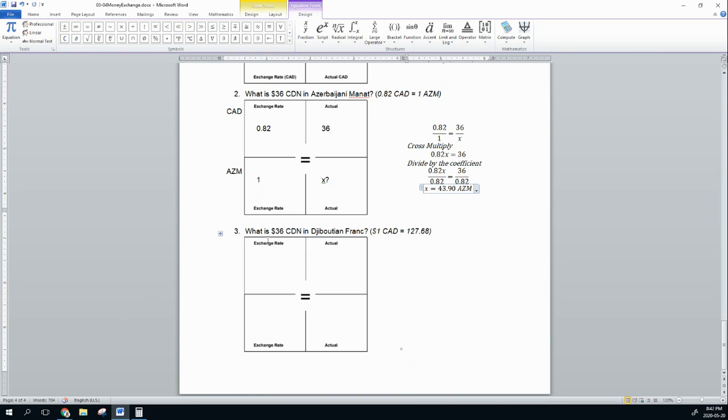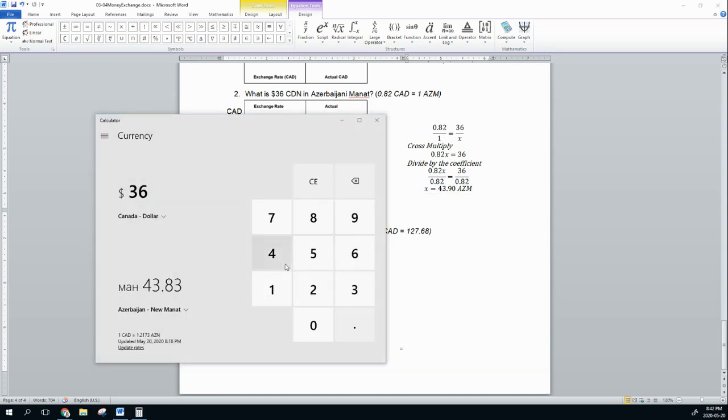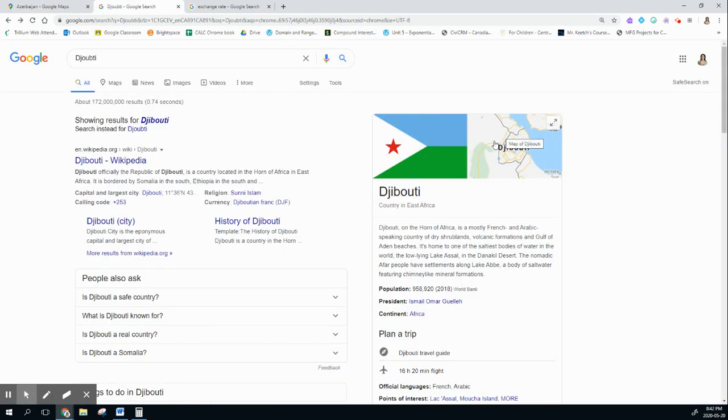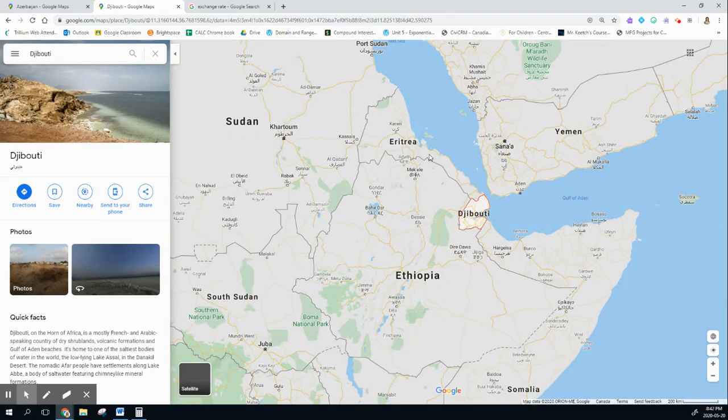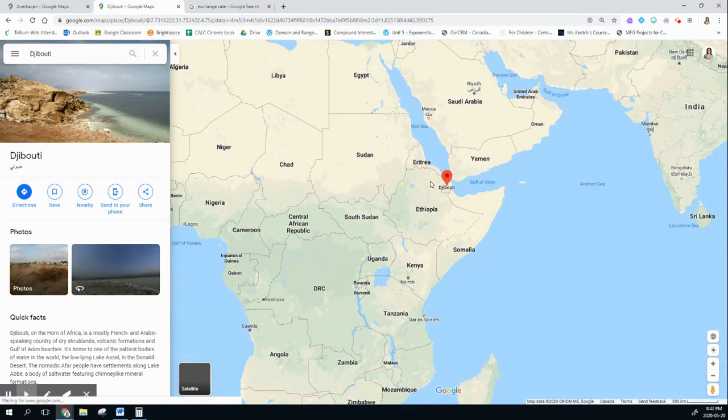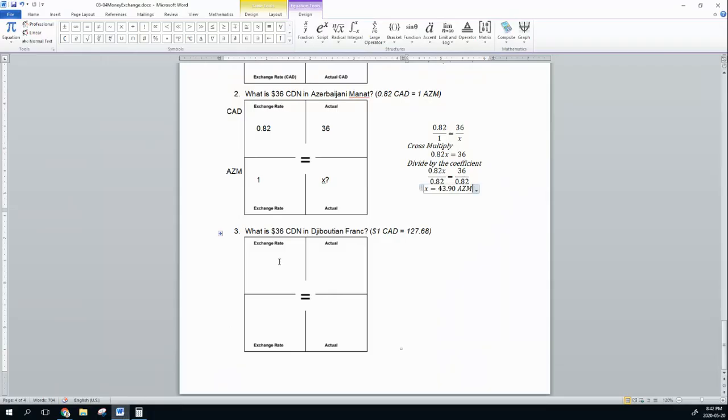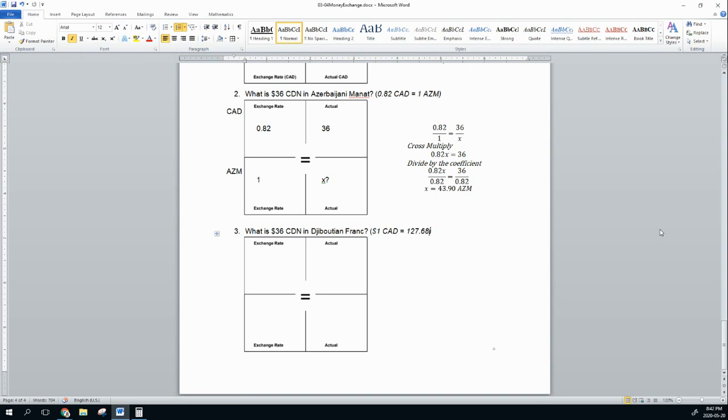Now let's try another one. What is $36 Canadian in Djiboutian francs? Let's take a look at Djibouti. Djibouti is a country in Africa. Djibouti is on the east coast between Eritrea, Ethiopia, Somalia, and the Red Sea and the Gulf of Aden. So let's go back to our question. We know that 1 Canadian dollar is equal to 127.68 Djiboutian francs.